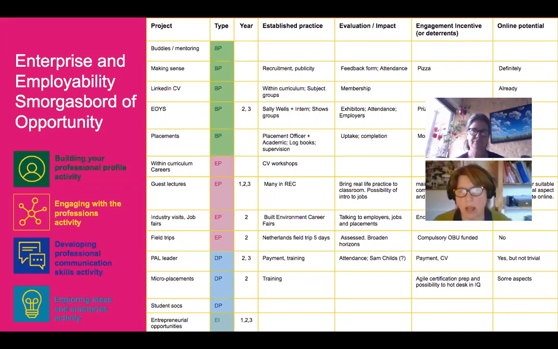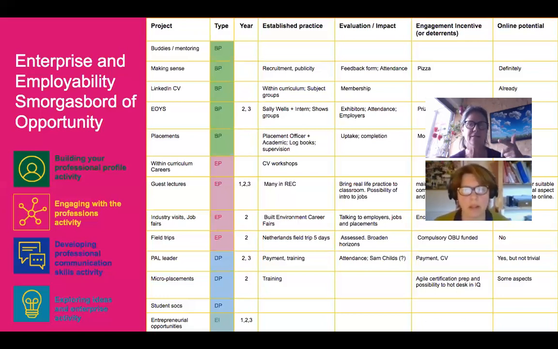And then the column there for the evaluation and impact that activity has, and engagement incentives and so on. So this is really a sort of prompt, I suppose, for program leads who are trying to think what do they do within their programs that do actually hold some employability benefits and skills, and they can bring those to the fore in thinking about these categories.